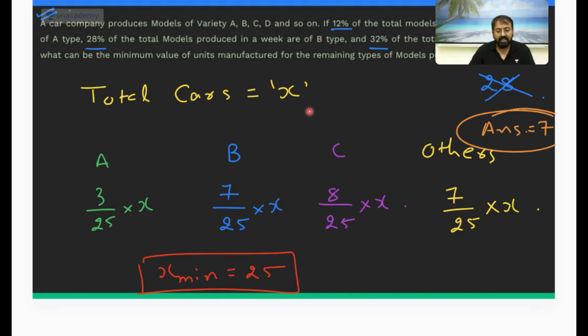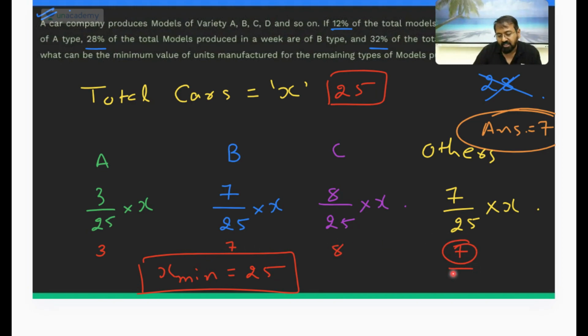If I assume that there are total 25 cars produced in the factory every week. So for model A, how many cars did I produce, guys? 3 cars. For model B, 7 cars. For model C, 8 cars. And for other models, I produce 7 cars. Right? So that's why the answer will be 7. Have you all understood, guys, now?